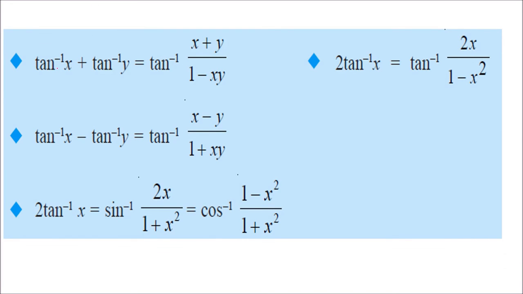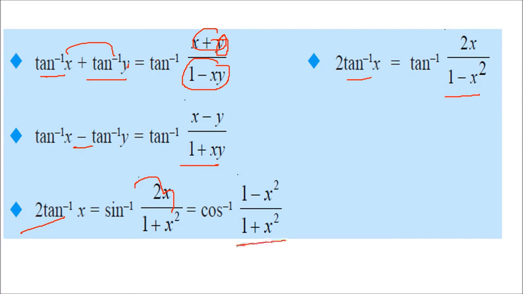With tan inverse, tan inverse x plus tan inverse y is tan inverse of (x plus y) by (1 minus xy). If you take minus, you just have to change y to minus y and you'll get this. If you replace y with x, you get 2 tan inverse x, that is tan inverse of (x plus x) by (1 minus x into x), that is 2x by 1 minus x square. How about 2 tan inverse x? This will be sine inverse of 2x by 1 plus x square, and this is equivalent to cos inverse of (1 minus x square) by (1 plus x square).